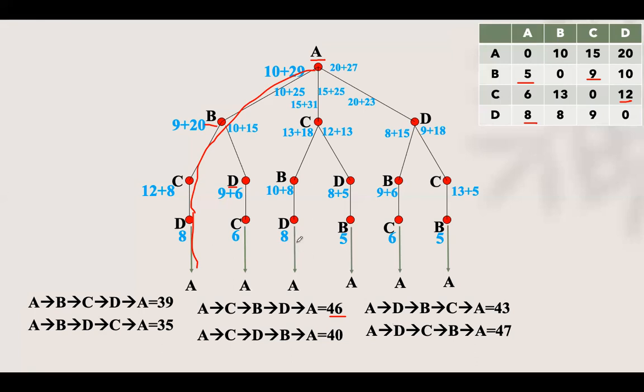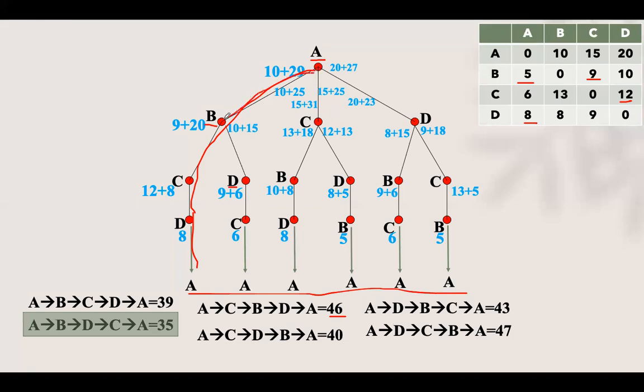Is it clear? So we have started from A and we have arrived at A, traversing through all the vertices, each time a different path, and we tried to find out the total cost of each and every path. And which one is minimum? So the second path is minimum.